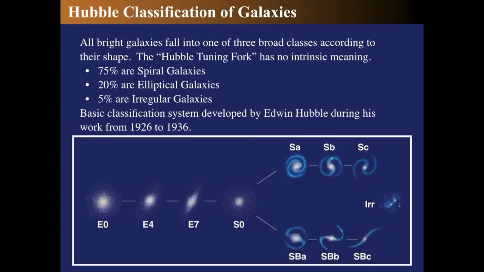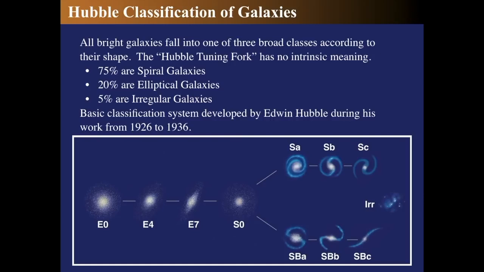Hubble's tuning fork is how he thought they progressed. He thought that they had some kind of significance, and that they naturally progressed from one to the other. He found that 75% of all the bright galaxies were spirals, about 20% seem to be ellipticals, and about 5% are some sort of irregular, which don't fit any pattern. And this is his tuning fork diagram. He thought that it progressed from left to right, from elliptical to spiral, going from a simple looking thing to a more complex looking thing.